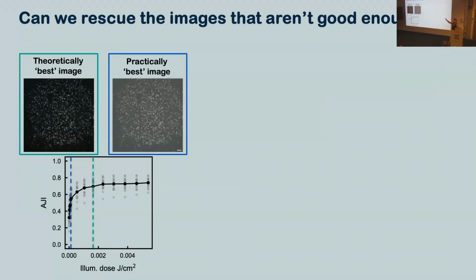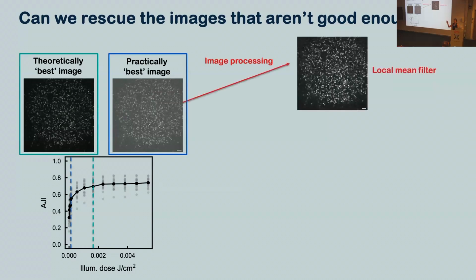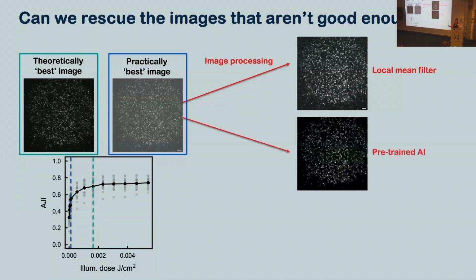So how can we rescue this kind of image that's not good enough? Well, our answer, image processing. So we've probably all done the most simple kind of image processing there is, which is literally just a local mean filter. Just locally average your data, and you'll see that visually, actually, it looks pretty good. But where AI is coming in is trying to do this a bit better. So you can take your not so good data, and you could run it through a pre-trained AI. So this is the kind of thing that's a button on your microscope. And you can see, maybe looking a bit better than our local mean filter.